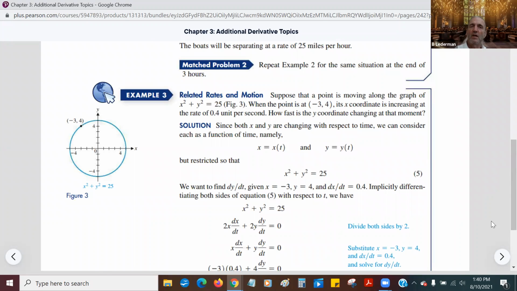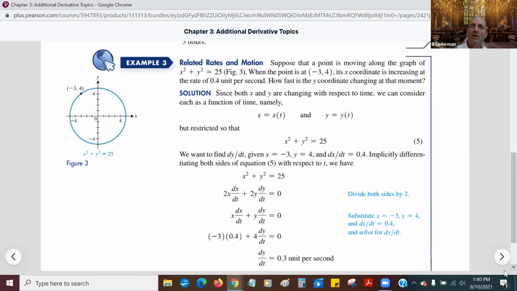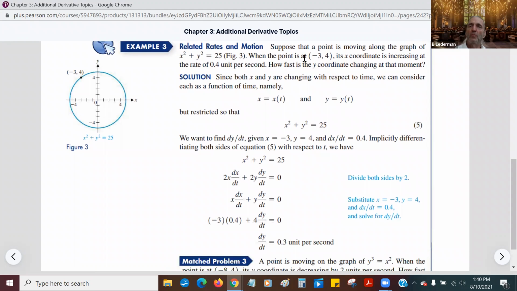Alrighty, let's look at example 3. We have a point moving along a graph. That's interesting. Instead of having a real physical problem with boats and ladders and stuff like that, we have a graph. Well, this could be a physical thing, like a circular track. A point is moving along the graph x squared plus y squared equals 25. So I have a graph of a circle, and there's a point moving on that graph.